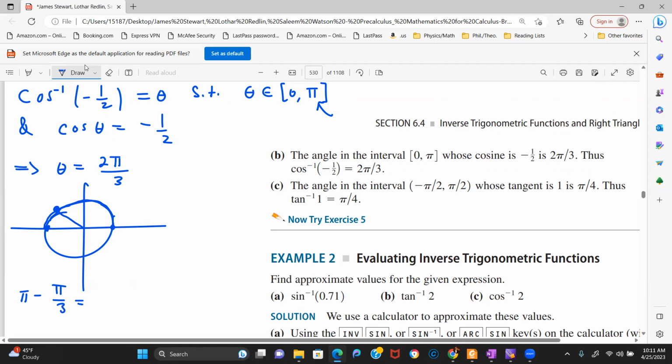Because traveling a distance of pi means you go all the way around the circle. But we want an angle that's in the second quadrant, so we want it to be a little bit smaller than pi. So we have to subtract off this pi over 3, because we know pi over 3 corresponds to positive 1/2. If you do that, you get 2 pi over 3. That's the angle that satisfies this equation right here. That's the only one that works out right for that.